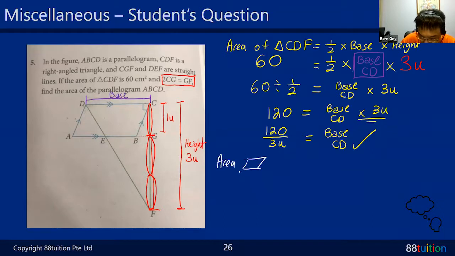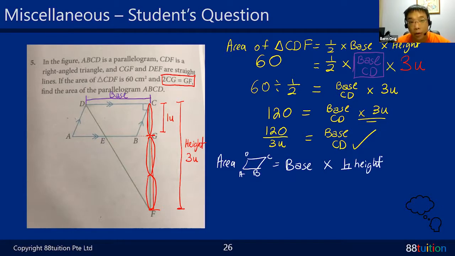Do you know the formula? It's actually base times the perpendicular height. Do you know that? Base times the perpendicular height. That is to find the area of a parallelogram. And the base is, can I use my base CD? Can I use this base CD?